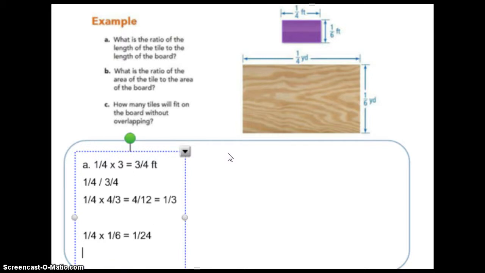For the board, we first need to convert our yards into feet. To do that, we're going to take 3 times the number of yards. So for the length 1/4, we're going to take 1/4 times 3, which is 3/4.